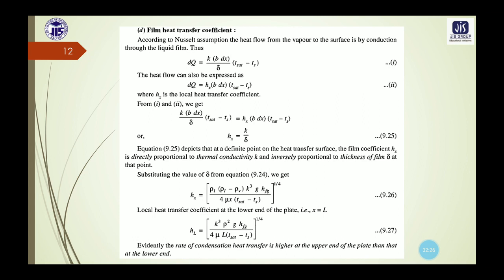Now the local heat transfer coefficient at the lower end of the plate, that is at x equals L, we can find by using equation number 9.27. So in this derivation we have seen the formation of the local heat transfer coefficient, and at the lower end of the plate also we have seen its representation. That means the rate of condensation heat transfer is higher at the upper end of the plate compared to the lower end of the plate.